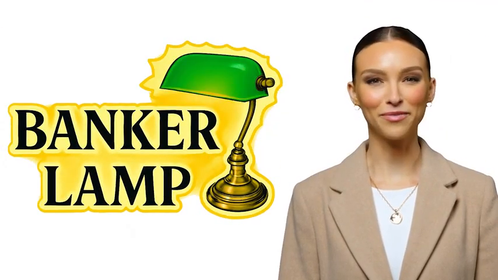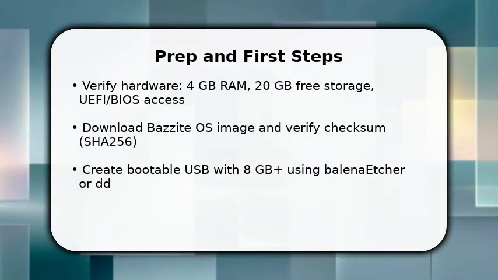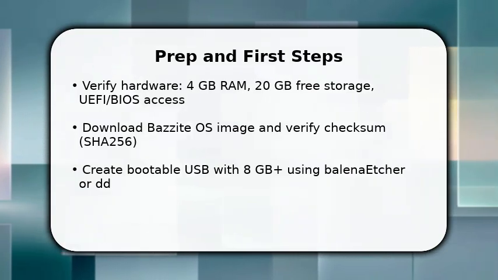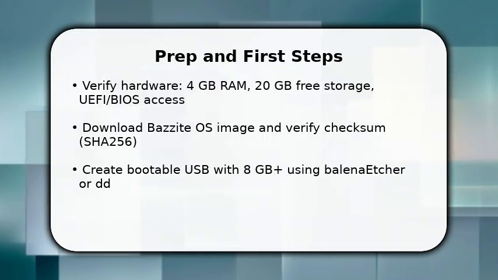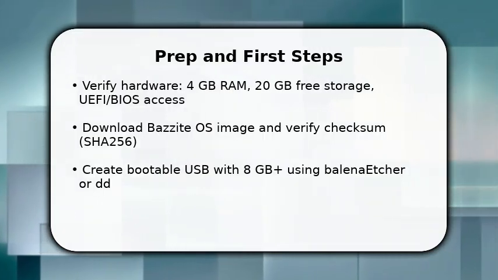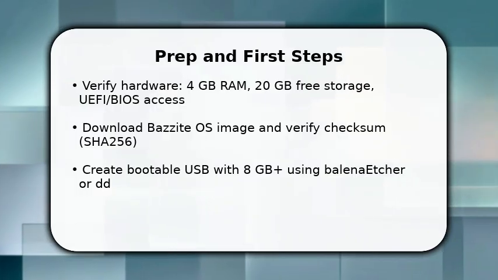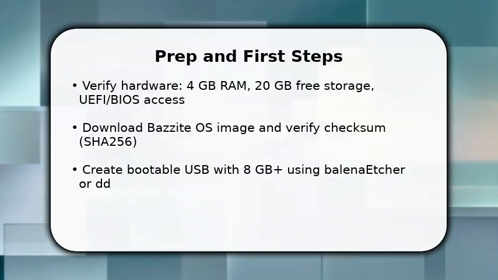Please enjoy the video. You'll begin by confirming prerequisites: CPU, 4 GB RAM, and at least 20 GB free storage. Once verified, download the Bazzite OS image and check the SHA-256 checksum so you avoid corrupted installs.